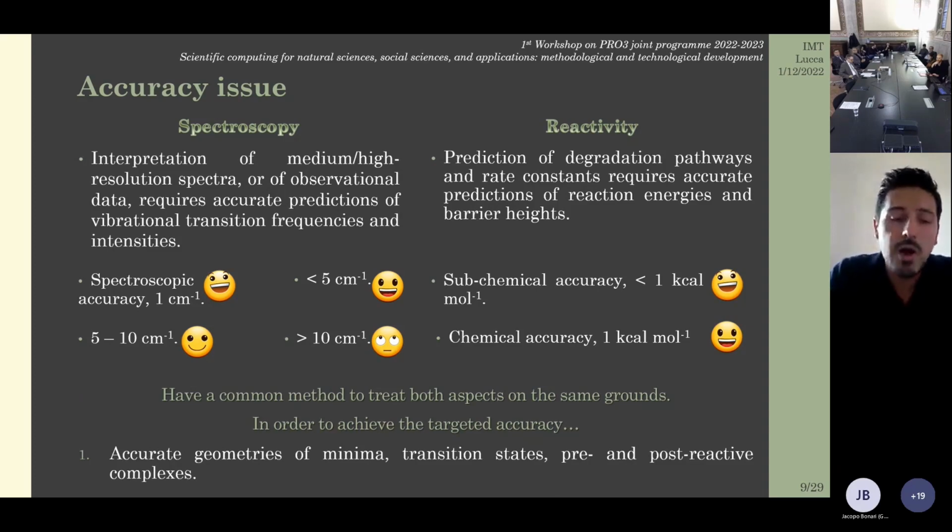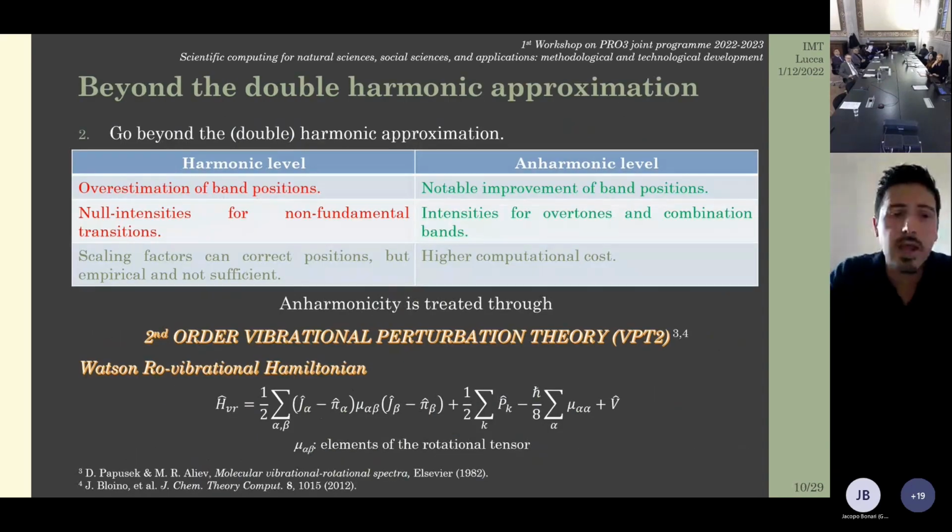So what are the ingredients of our recipe to achieve the targeted accuracies? The first requirement is an accurate geometry. However, today I will not go into the details of this aspect because it's quite a long discussion, and I move to the second requirement.